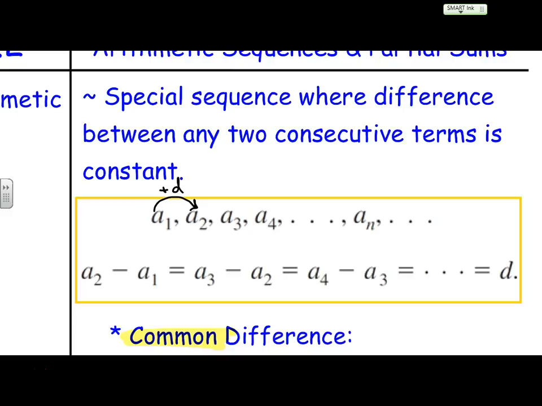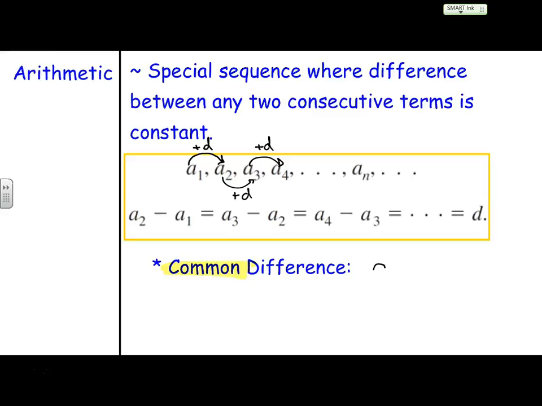So, as you look at a sequence, if it has the pattern of going from one term to the next recursively, and that pattern is adding a constant, adding the same number over and over and over again, then it is called an arithmetic sequence, and that common difference is what we call the d.